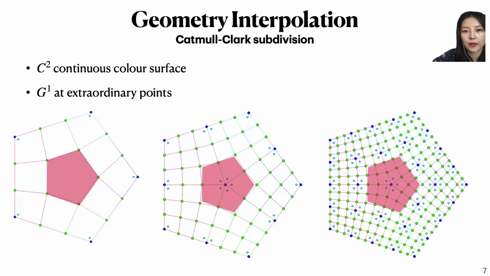This is an example of a pentagon. On the left is the mesh after ternary subdivision, and the middle is the mesh after one step of Catmull-Clark subdivision. On the right is the mesh after two steps of Catmull-Clark subdivision. You can see the Catmull-Clark subdivision very clearly. One pentagon becomes 5 quads, then 20 quads. And this is what Catmull-Clark subdivision does.